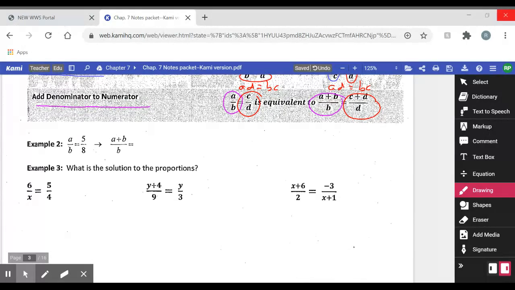You can see on example 2, it says A over B equals 5 over 8, and they want to know what A plus B over B is. We just need to follow that pattern. A plus B is 5 plus 8 over B, which is represented by the 8. And if I want to reduce that down, I can, but that's all they're really doing there in terms of the pattern. If you want to do more with it, you'd get 13 over 8.